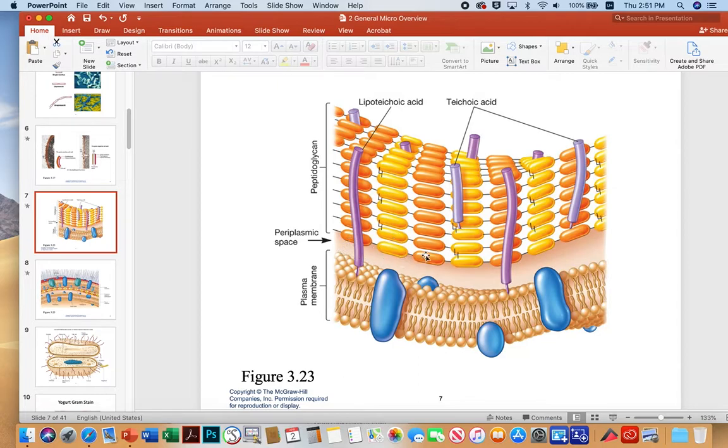And then here's a small little periplasmic space followed by a plasma membrane. And then embedded in the plasma membrane are various proteins that do all kinds of things. Imagine if this cursor is a nutrient that can percolate through the cell wall, and then they may have a pore in the plasma membrane that could then take that nutrient in.